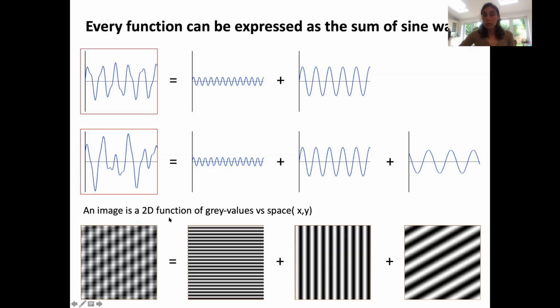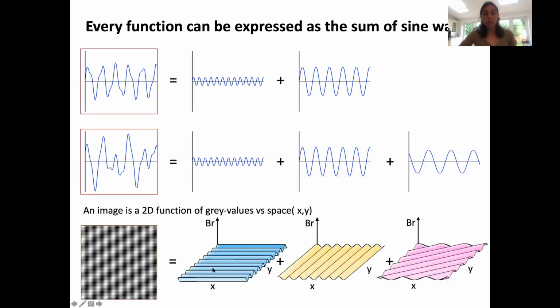An image can be considered as a two-dimensional function. So we have certain gray value or intensity values as a function of the coordinates, the XY coordinates. And so in the same way, an image can be expressed as the sum of two-dimensional sinusoidal waves, like here. So this is just to show you how you can imagine these sine waves, so the intensity or the brightness as a function of the coordinates.